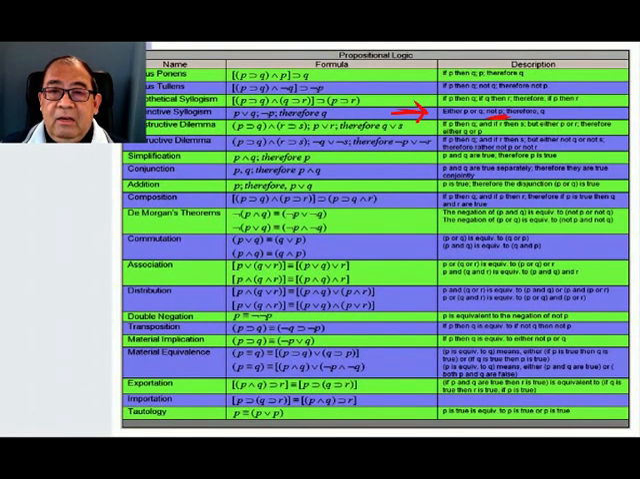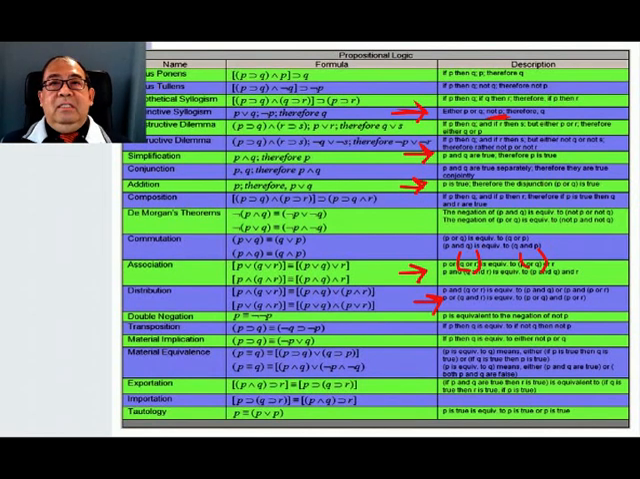P and Q are true, therefore P is true. Very simple, right? And then P is true, therefore the disjunction P or Q is true. Okay. Now we continue. P or Q or R is equivalent to P or Q or R. Now, this bracket thing, right?